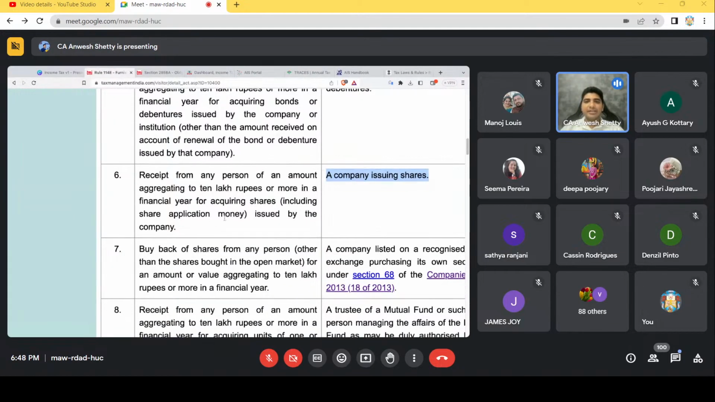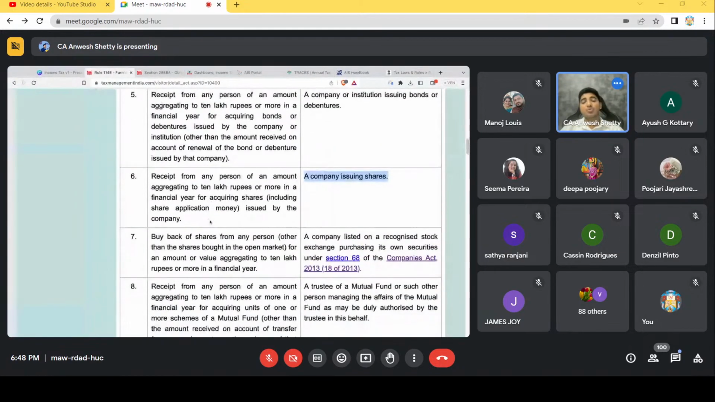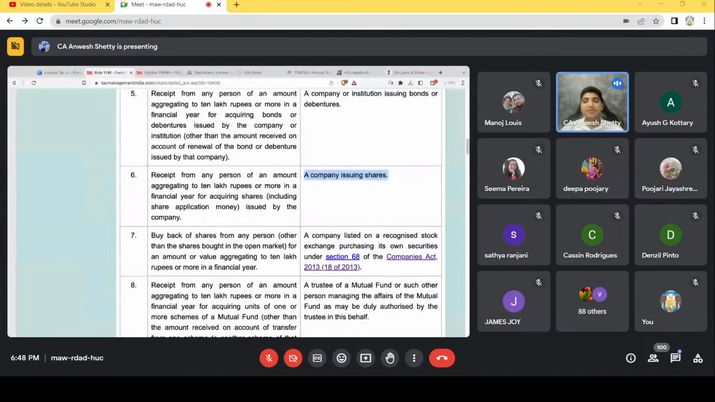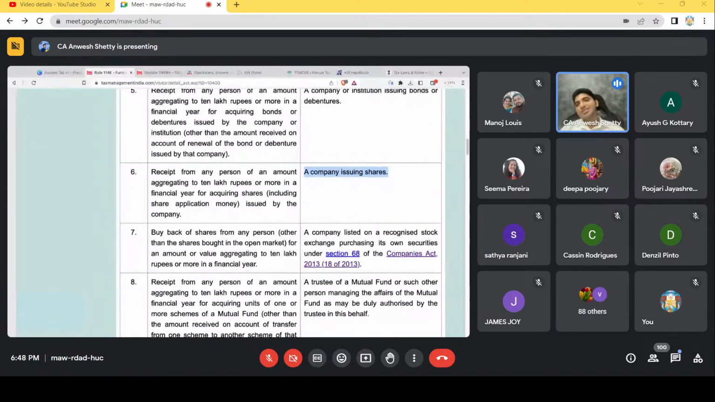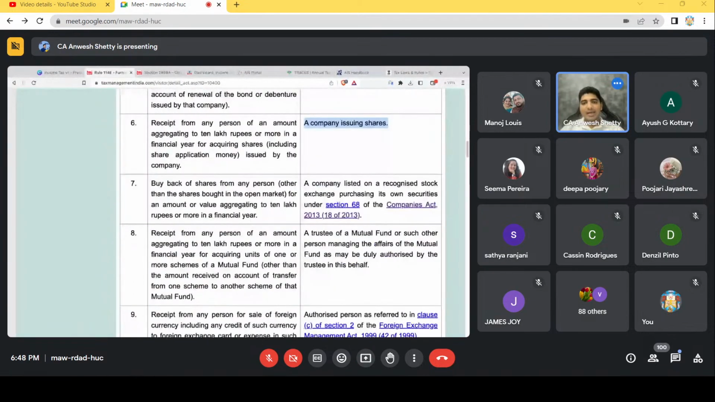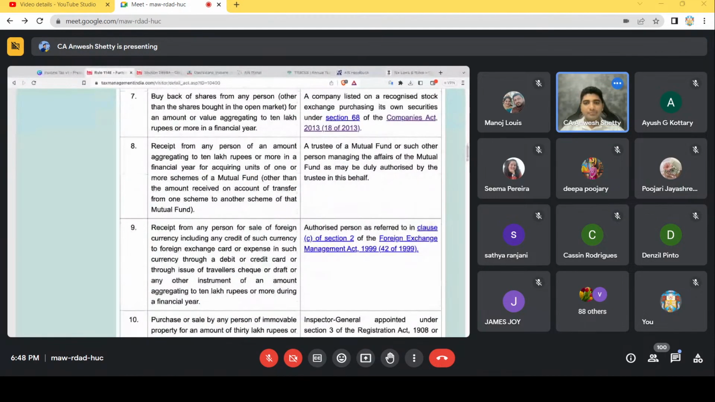Then there is buyback related information, which I'm going to skip because we may not come across it in day-to-day life. But as tax faculty, I urge you to go through this particular rule. I will take you through it.